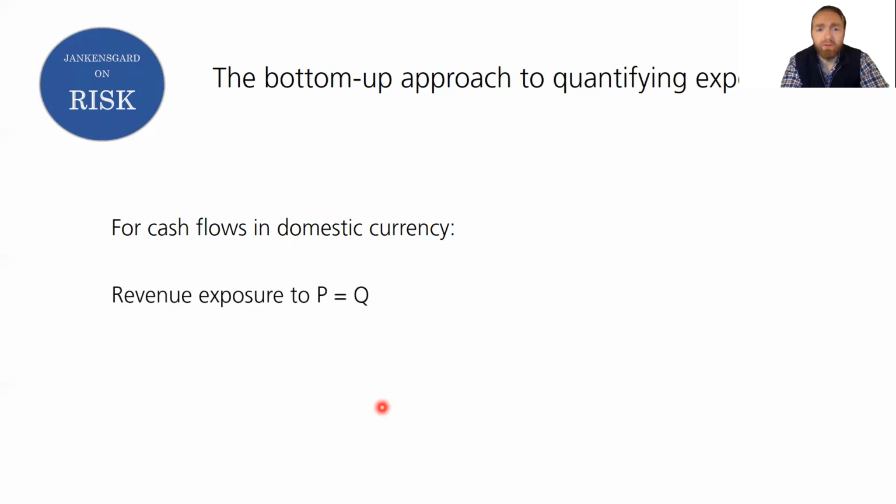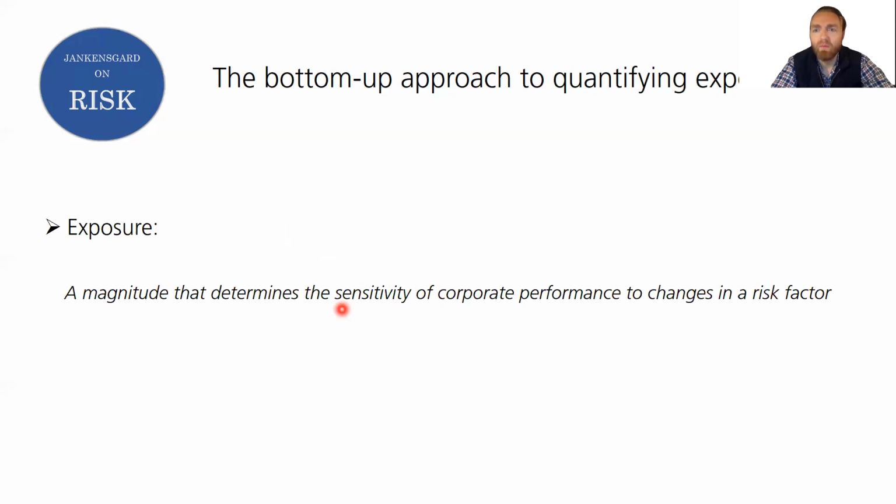And it gets even simpler if you're talking domestic currency forecasting already, because then the exchange rate drops out and you're left with the quantity as your exposure to the average product price here. And your exposure to quantity will be given by a price. So that's quite straightforward, actually.